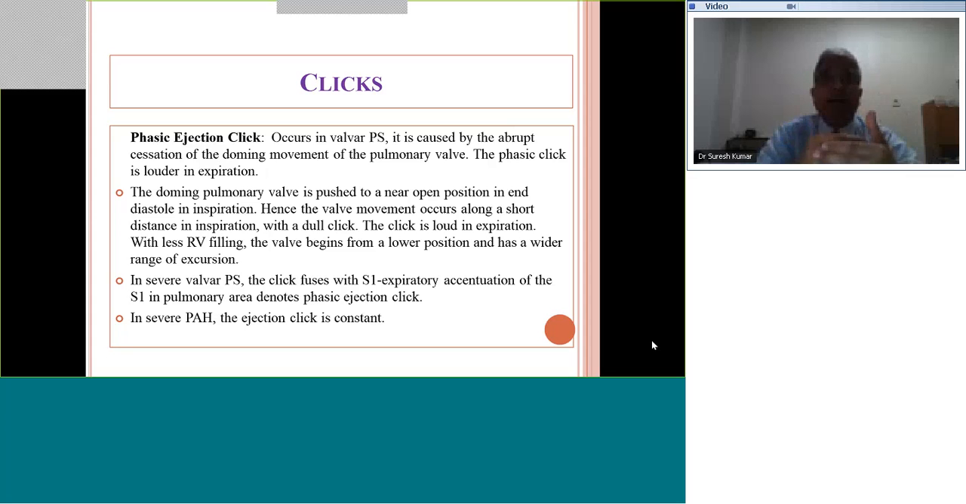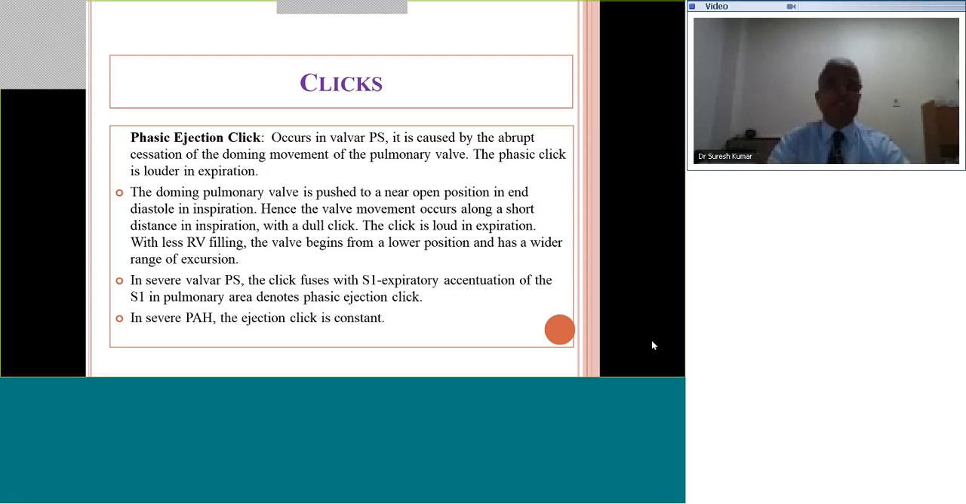So the domed valve is shuddering, and the abrupt stopping of the opening is what generates the click. This click is louder in expiration, and this is the only right-sided event that is loud in expiration. Remember, a phasic ejection click of valvar pulmonary stenosis is the only right-sided event that is louder in expiration. Everything else would be louder in inspiration. The doming pulmonary valve will be pushed to a near open position at end diastole in inspiration because of the high RV filling. So its subsequent opening is across a short distance, and therefore you hear an unimpressive click.